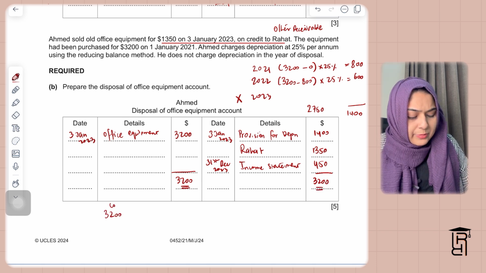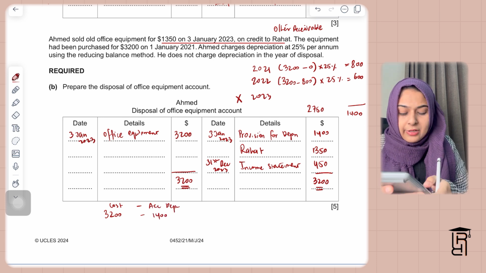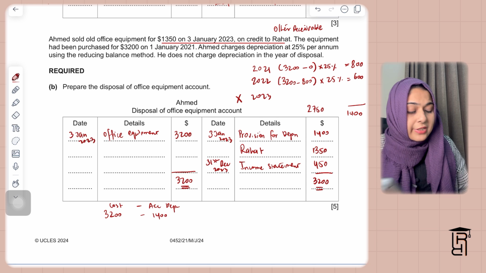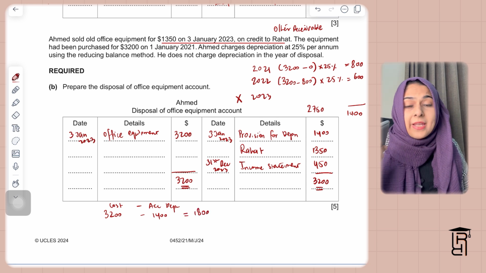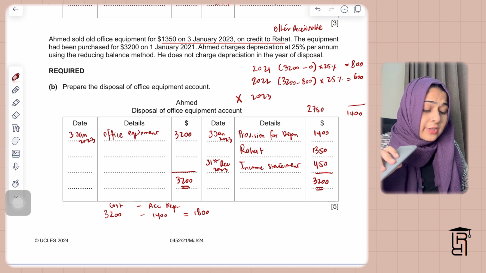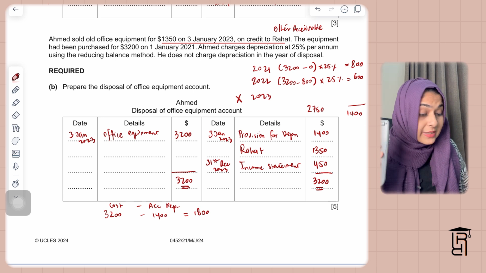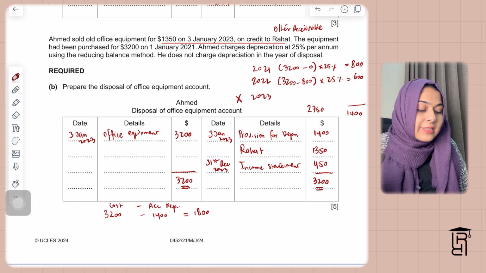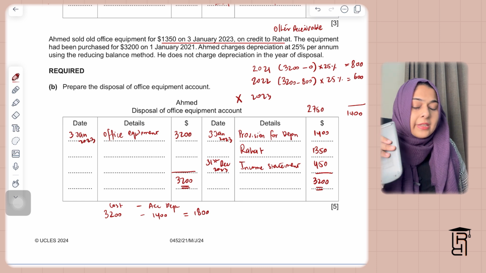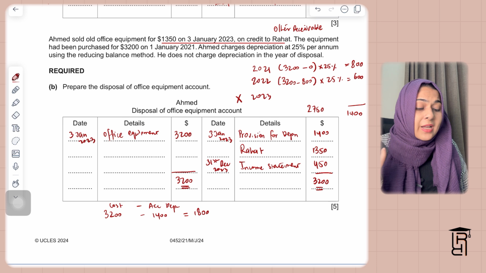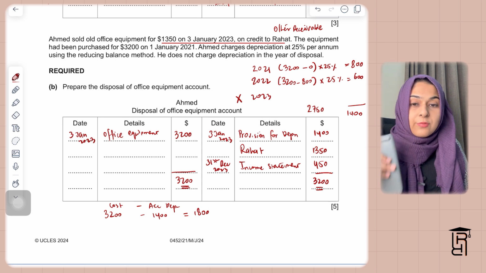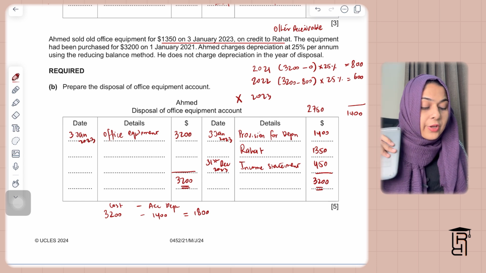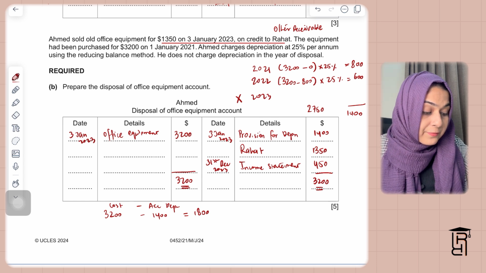Notice this, 3200 was my cost and my accumulated depreciation was 1400. So 3200 minus 1400 is how much? 3200 minus 1400 is 1800. 1800 is my net book value, but this is my expected value. So I expected that I should receive 1800 when I'm selling this non-current asset, but I received how much? I did not receive it yet, but I decided the selling price with Rahat as 1350. So now that means I expected 1800, but this market value is basically 1350. So that means 450 is my loss on the sale of office equipment. Yes, 450 is my loss.